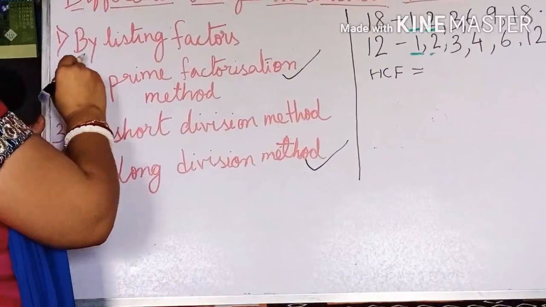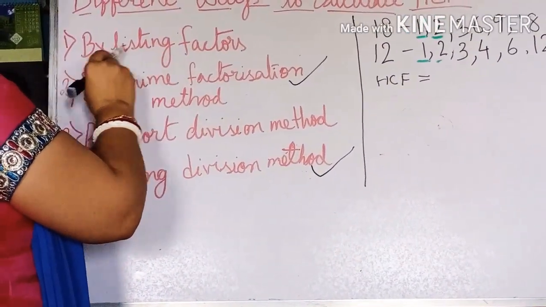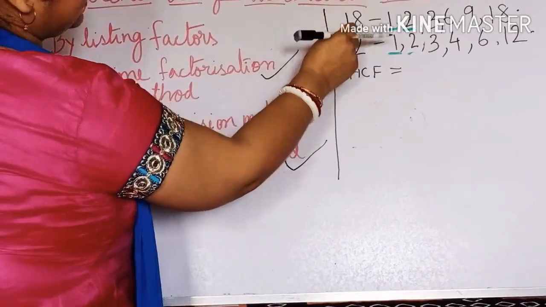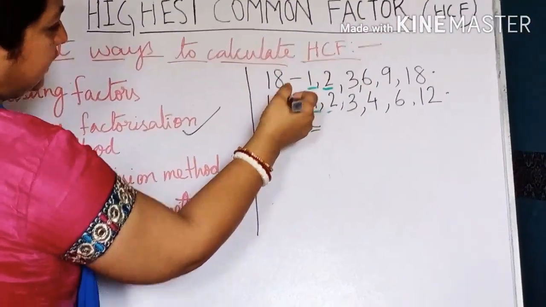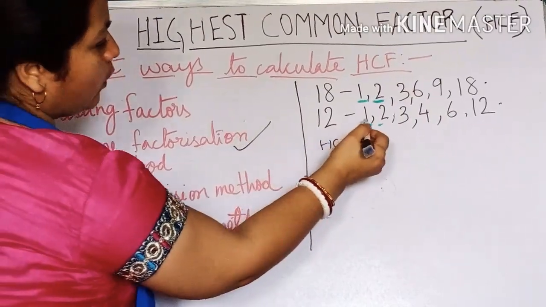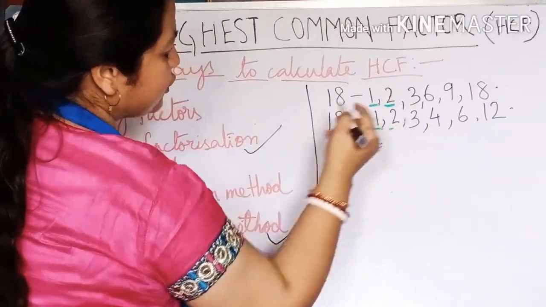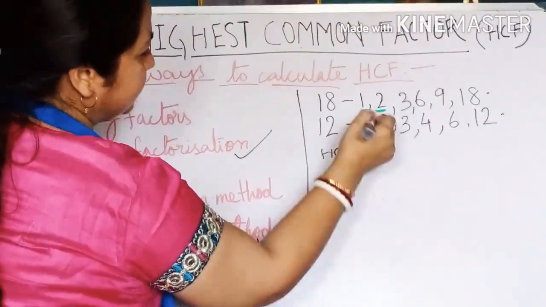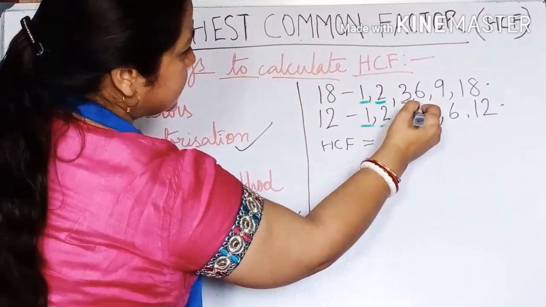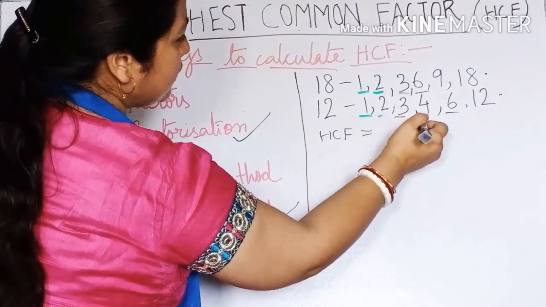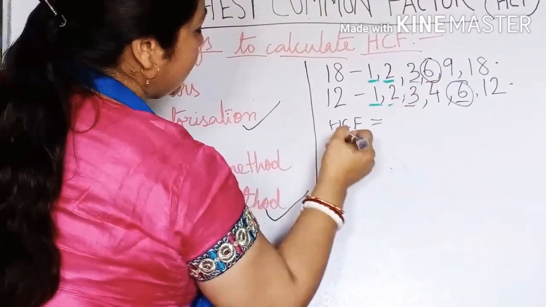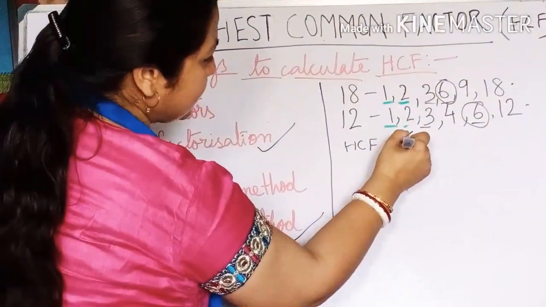What happens in the first way? By listing factors. We use this method when the numbers are very small. Let's take the example of 18 and 12. We have listed the factors of 18: 1, 2, 3, 6, 9 and 18. 12 is 1, 2, 3, 4, 6 and 12. What are the common factors? 1 is common, 2 is common, 3 is common, 6 is common. So in these common factors, which one is the highest? The highest is 6. So HCF of 18 and 12 is 6.